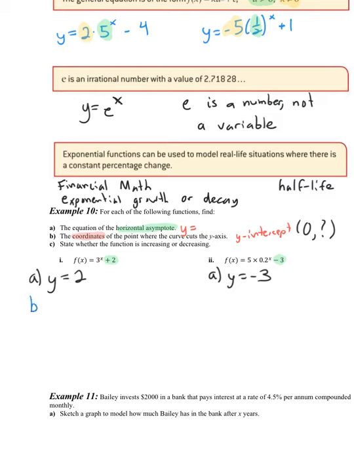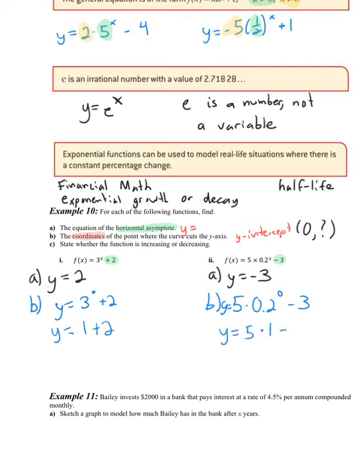So part B, y equals 3 to the 0 plus 2. Part B, 5 times 0.2 to the 0 minus 3. Well, anything to the 0 power equals 1. So we're going to get 1 plus 2 there. And here we're going to get 5 times 1 minus 3. 5 minus 3, we're going to get 2. And here we're going to get 3. So the y-intercept for part B is going to be 0, comma 3 and 0, comma 2 respectively.